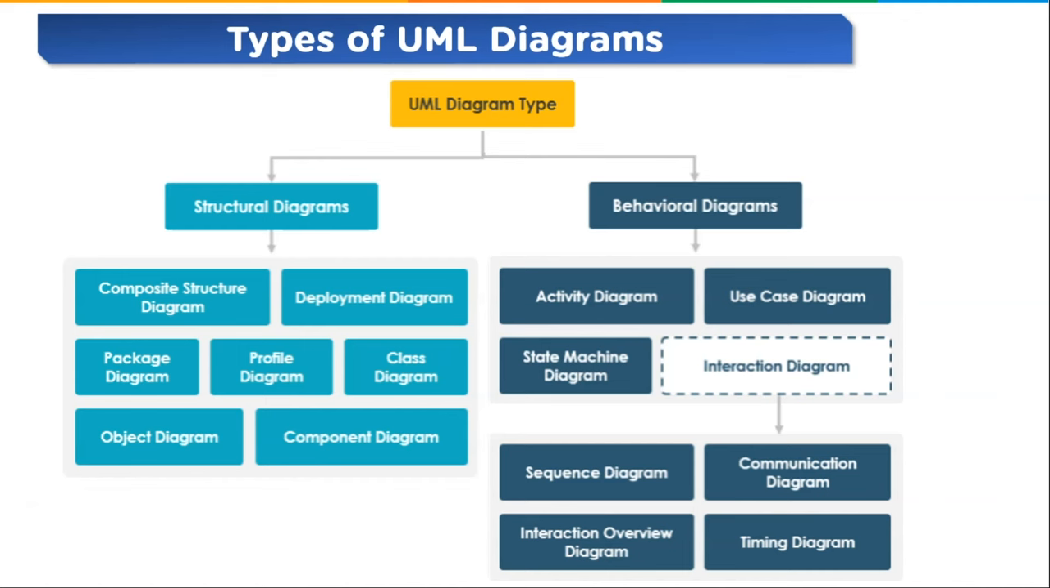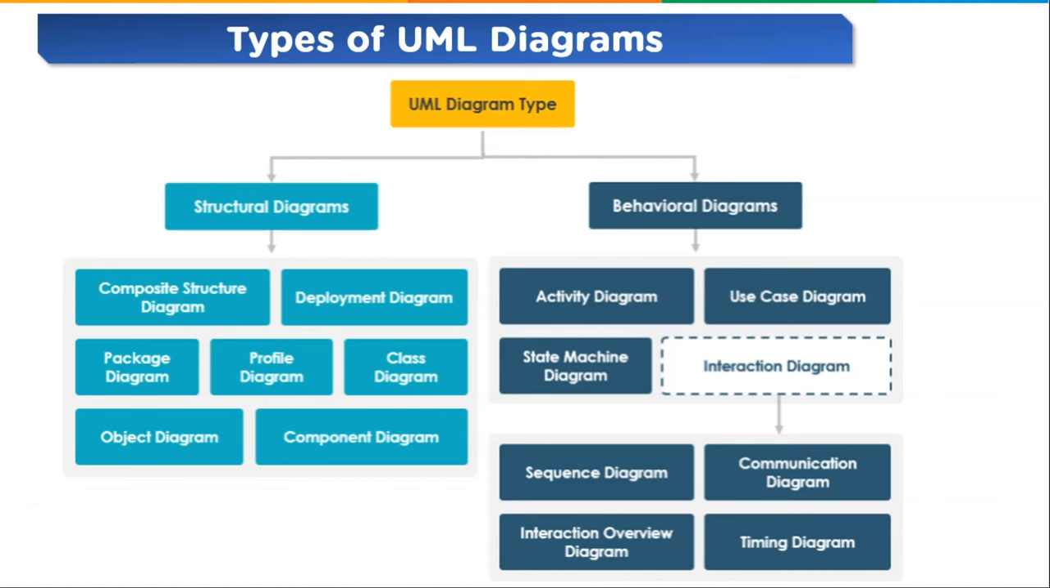And then we have behavioral diagrams that contain use case diagrams, sequence diagrams, and activity diagrams that show the dynamic flow of control from activity to activity within the system. An activity diagram depicts the flow of activities in a process or workflow. And there are state machine diagrams that represent the states and transitions of a system or its component. A state diagram illustrates the various states an object goes through and the transitions based on events.